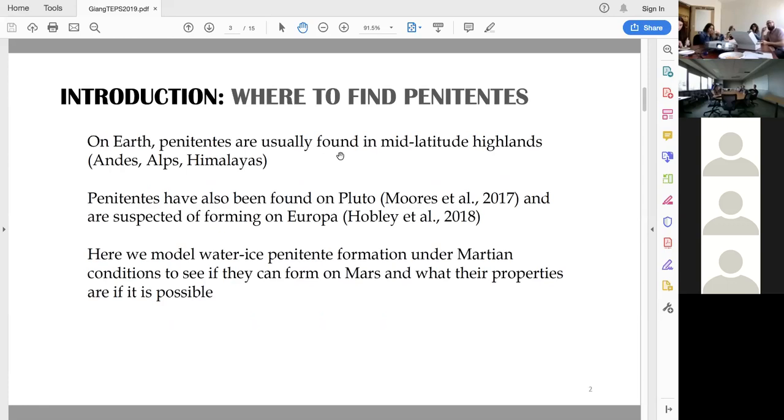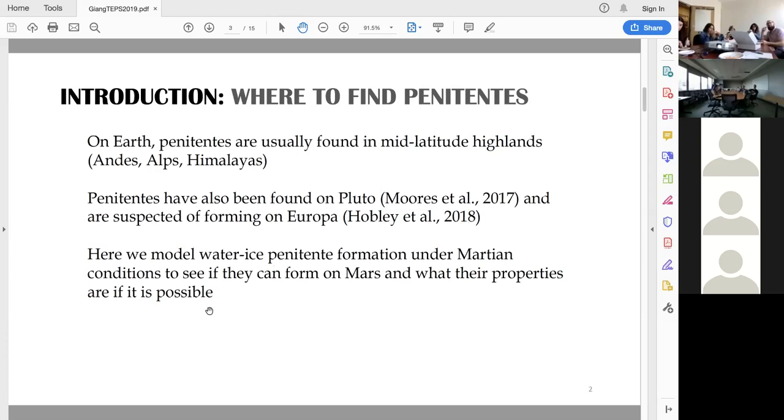On Earth, they're usually found in the mid-latitudes, especially in mountainous regions. So that's the Andes, the Alps, and the Himalayas. And the Andes is where you can find the pictures of penitentes on the previous slides. Outside of Earth, penitentes have been found on Pluto, and they're methane ice. They're also suspected of forming on Europa as well.